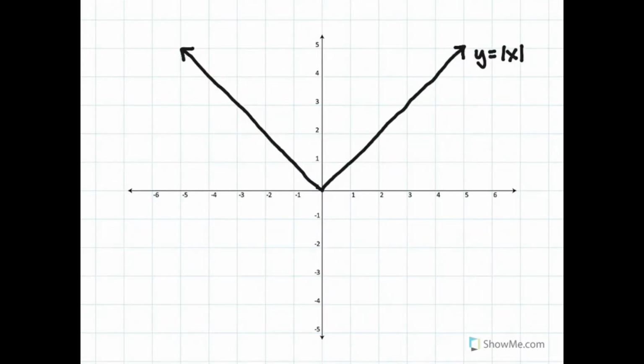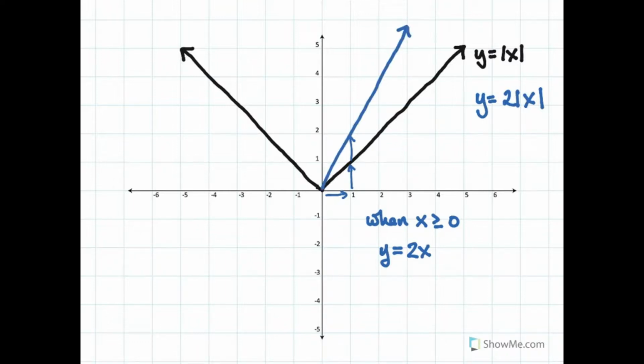Now that we know the basic shape of the graph, we're going to explore what happens when we multiply by a constant. If y equals twice the absolute value of x, then when x is positive, or non-negative, this is the same as the line y equals 2x. And so that means it has a slope of 2. When x increases by 1, y increases by 2. And so the line y equals 2x is steeper than the line y equals x.